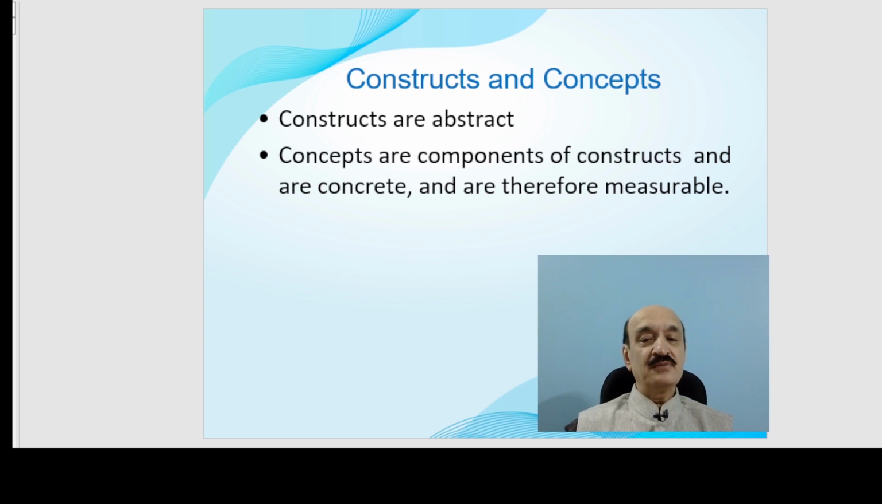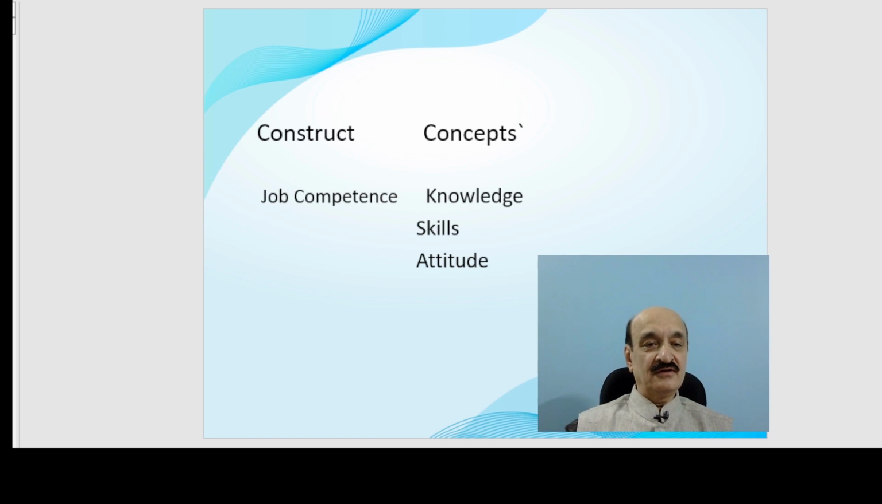Let's take a few examples to understand how concepts and constructs are different. So, construct can be about job competence, but job competence per se cannot be measured. We'll have to measure it in terms of a few concepts called knowledge, skills, and attitude. All three are measurable. And when we measure all these three concepts, then we will be able to identify the construct and measure it indirectly with the help of concepts.